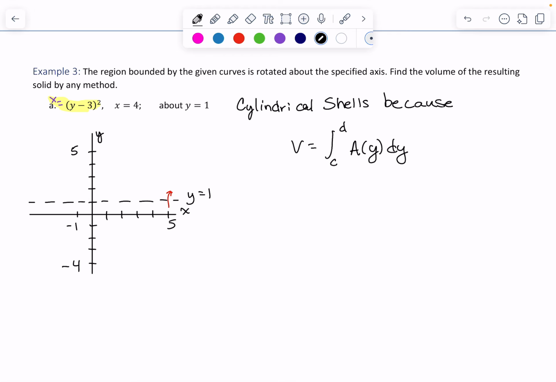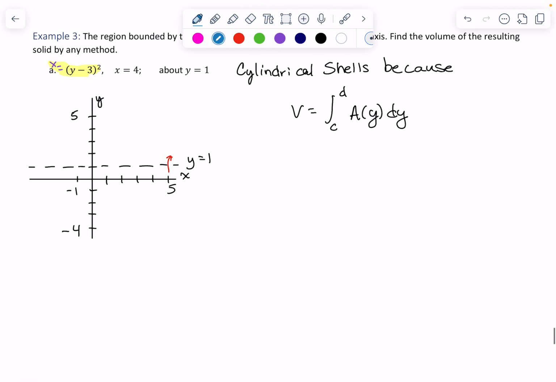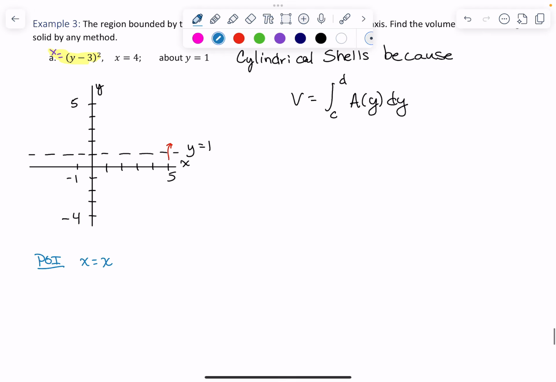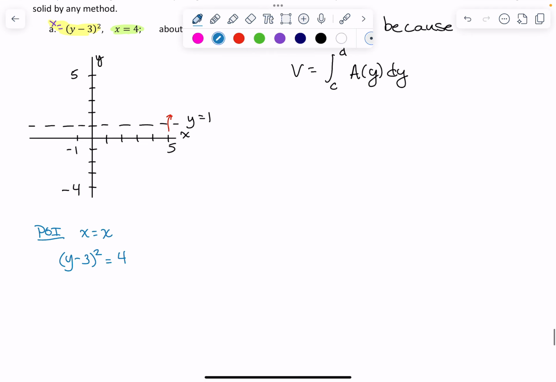So let's take a look at the graph real quick. If I'm looking at my points of intersection, POI, I'm going to set my x equal to my x. So I'm going to get (y minus 3) squared is equal to 4. That's setting each of these two equations we were given equal to each other. If I square root both sides, remember on this side I need to take the positive and negative, so y minus 3 is equal to plus or minus 2.